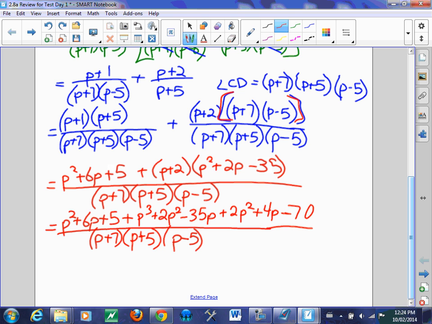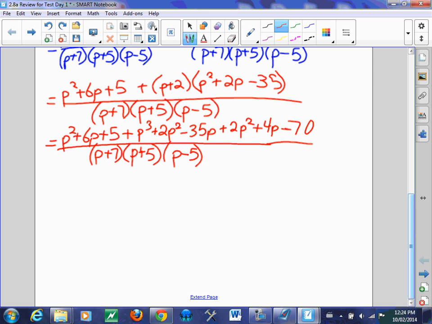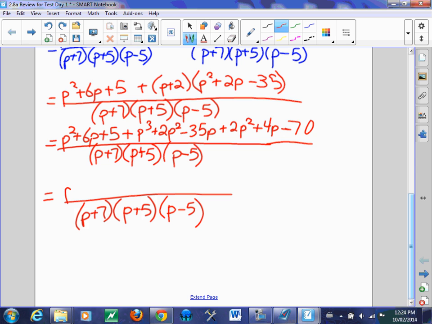Okay? Collecting like terms for our last line, ladies and gentlemen. Yay, last line. Okay. So here we go. We end up with p cubed plus 5p squared minus 25p minus 65.